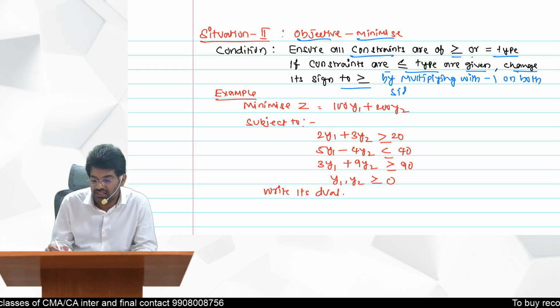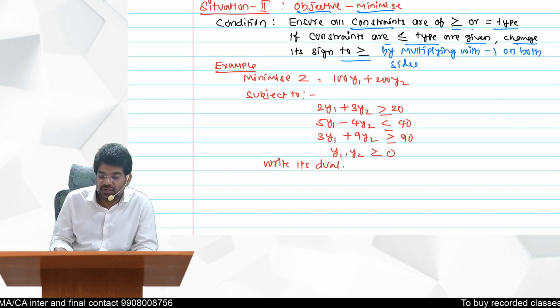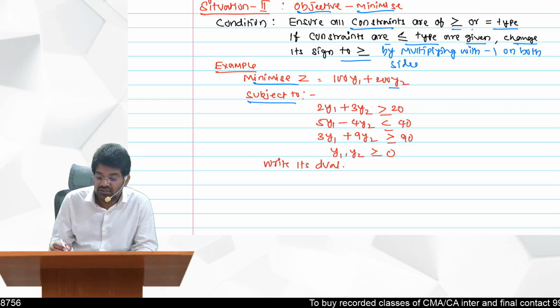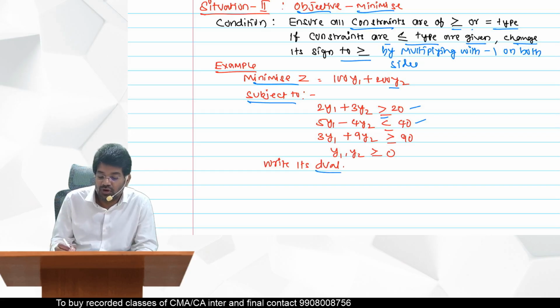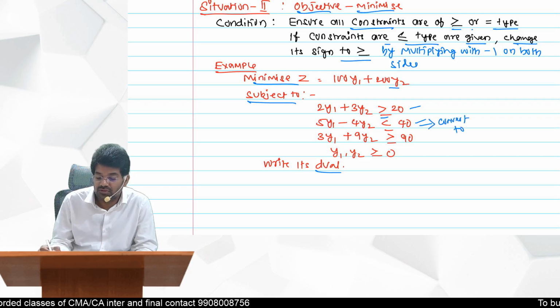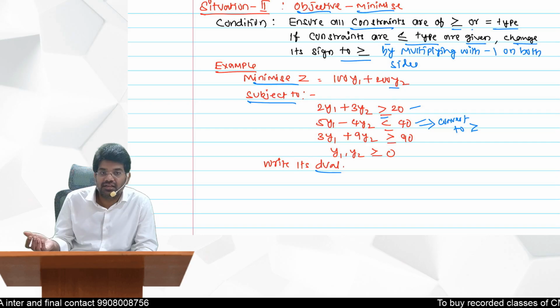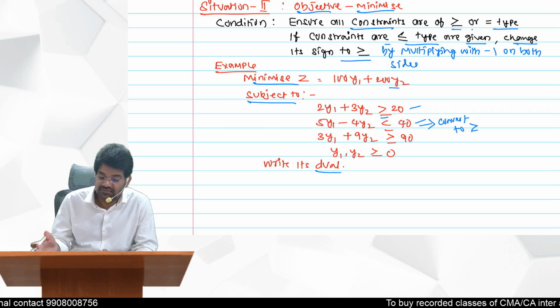On both sides. See here in this example now, the minimization objective is there: 100y1, 200y2, subject to constraints. If you see, the first one is having greater than, but the second one has less than here. The third one is greater than. y1, y2 greater than or equal to 0. Write its dual. So what we need to do is convert it to greater than or equal to. First you do that, then after that you can write the dual for this.